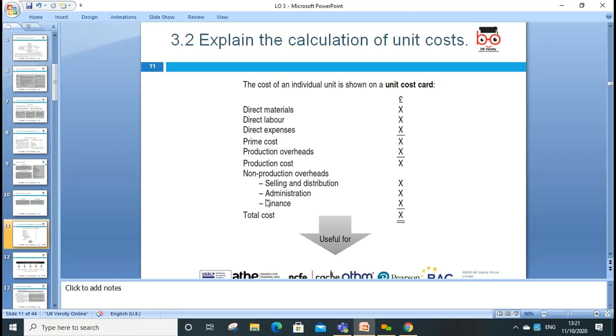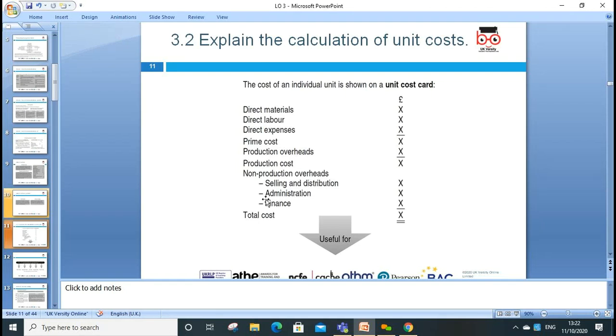3.2 explain the calculation of the unit cost. So when we calculate the unit cost, we need a unit cost card. Direct material, how much required, direct labor, how much required, other direct expenses. If you add them together, we call it prime cost or the direct cost. If you add production overhead, overhead meaning indirect cost, like material, packaging and things, that will give you the production cost.